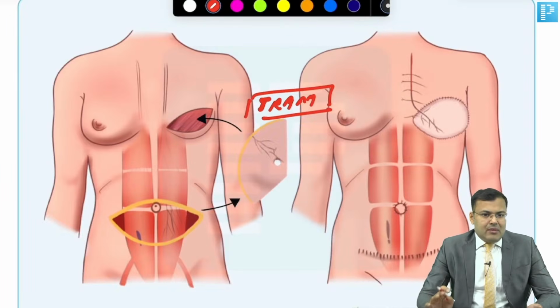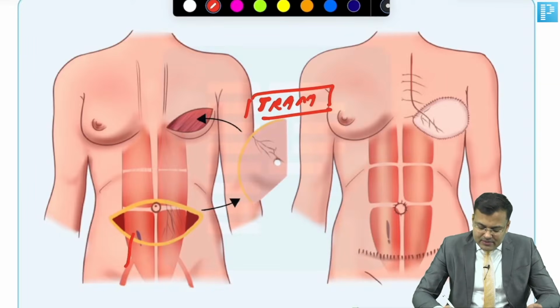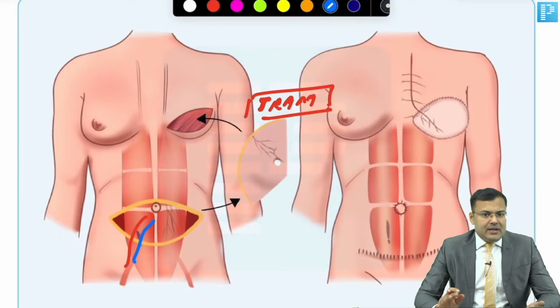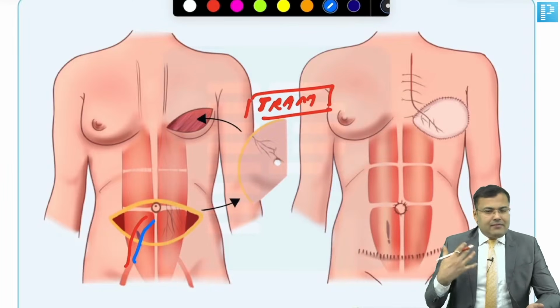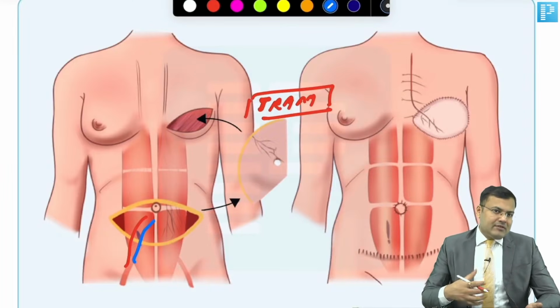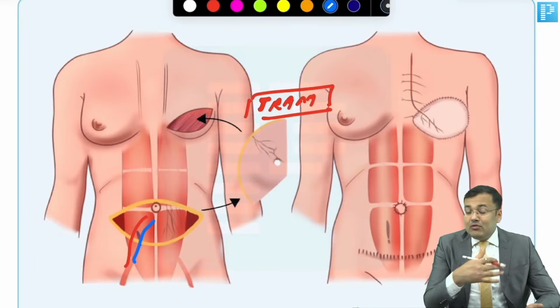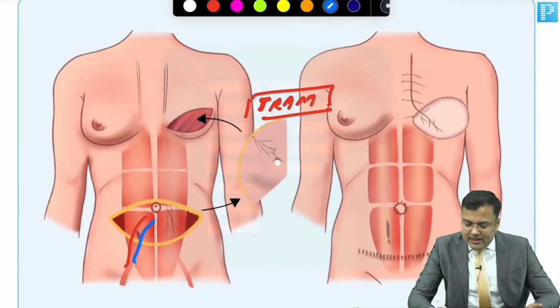Transverse rectus abdominis muscle flap, and you know that it is based on this artery. Which artery? Inferior epigastric artery, inferior epigastric vein. And here it's a free flap, so it is devascularized from the donor site. It is revascularized at the recipient bed.